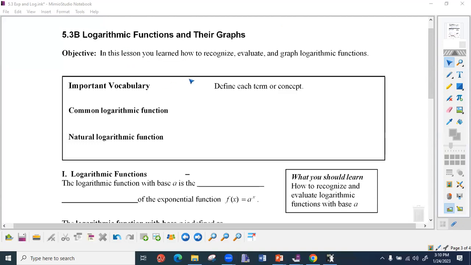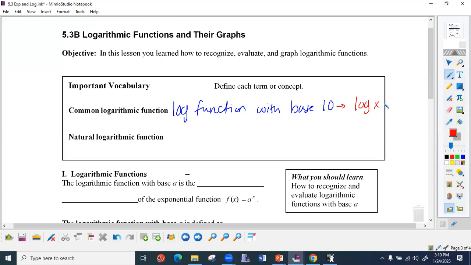So common log is a log function. So it's a log function with base 10. Okay, so when you see common log, it's the one that just says log x. That's common log. 10 is invisible. So if I have a log and there's no base given, that means it's common log and the invisible value is 10. Okay. Next is natural log.